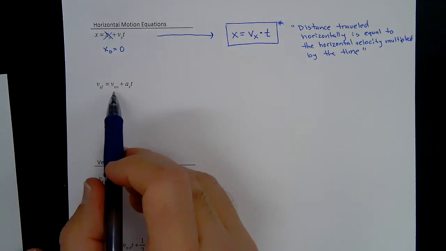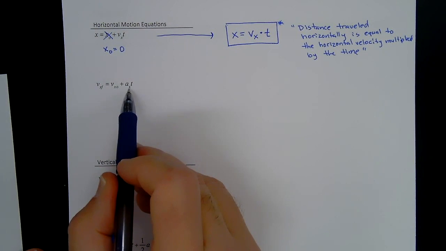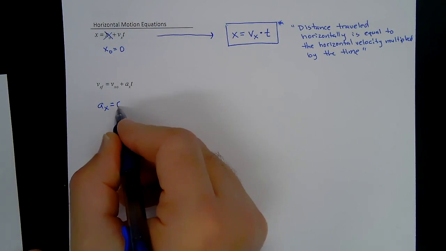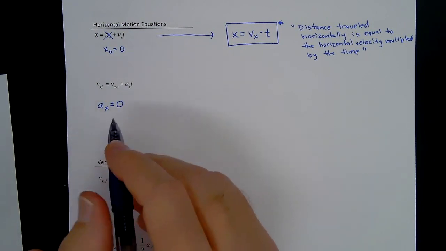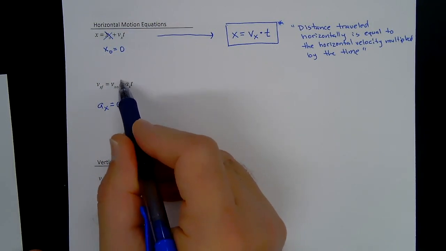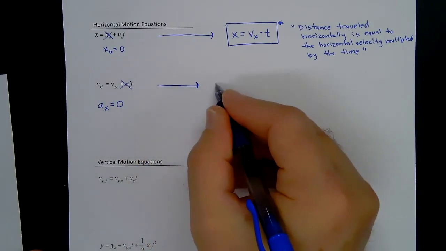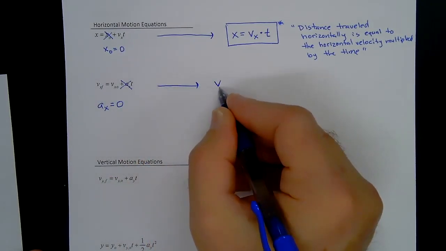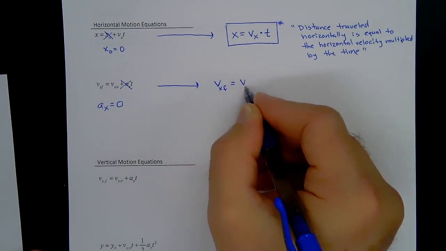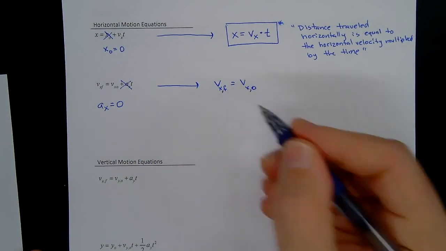Now this one over here, the acceleration in the horizontal direction, is 0. So a sub x is equal to 0. There's no acceleration in the horizontal direction. So that means this part is going to be 0 times time, so this is going to be gone in our equation. And basically this is why the velocity in the x direction final is equal to the velocity in the x direction original. I should have put a comma right there.